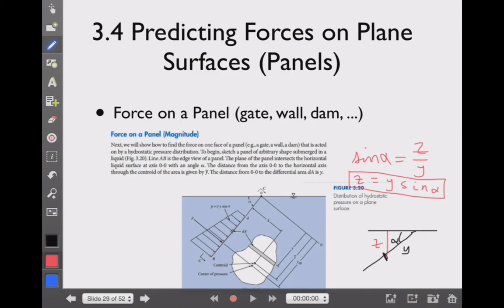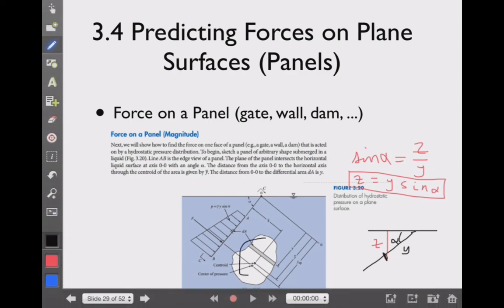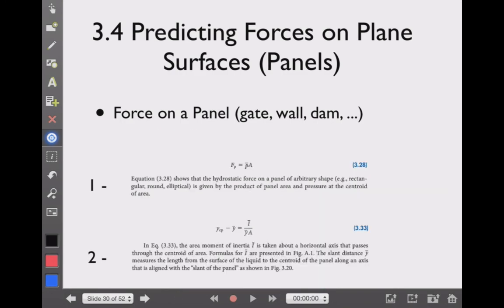So even though this is kind of a strange diagram that splays out the face here, we can see that what really matters for the pressure is the depth from the top of the fluid down to the differential element. So it's kind of a confusing diagram. But let's go to the next slide.